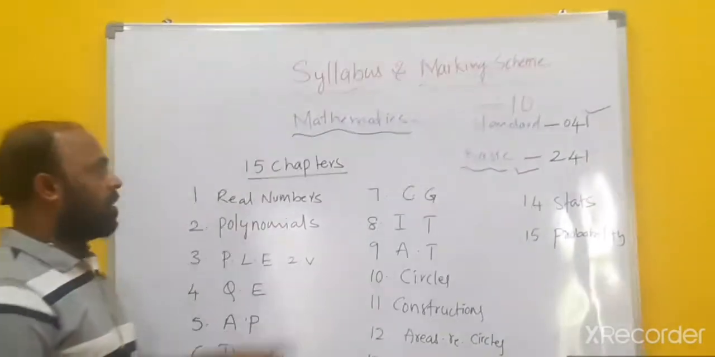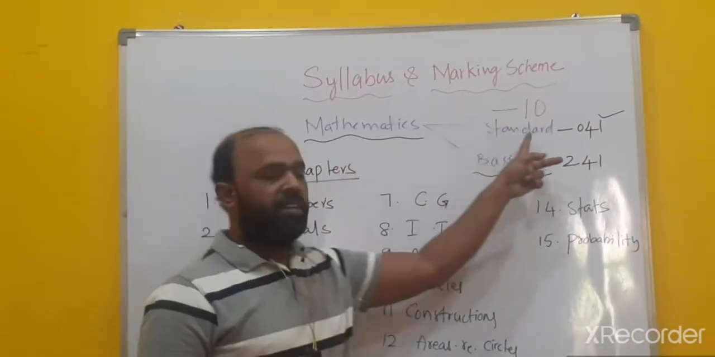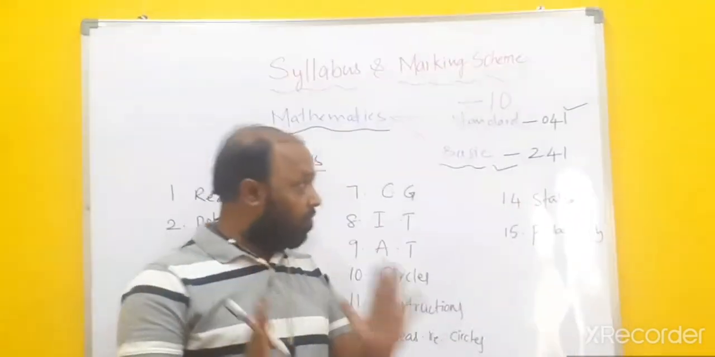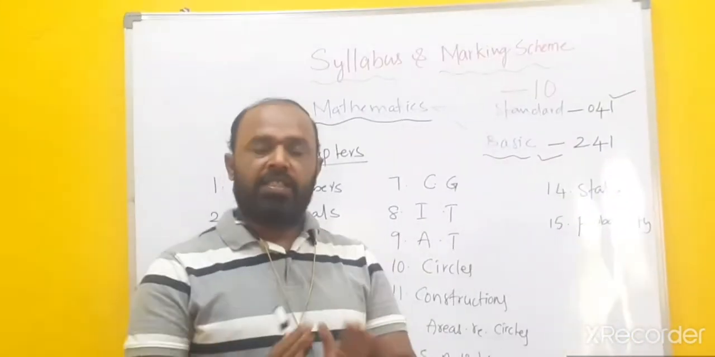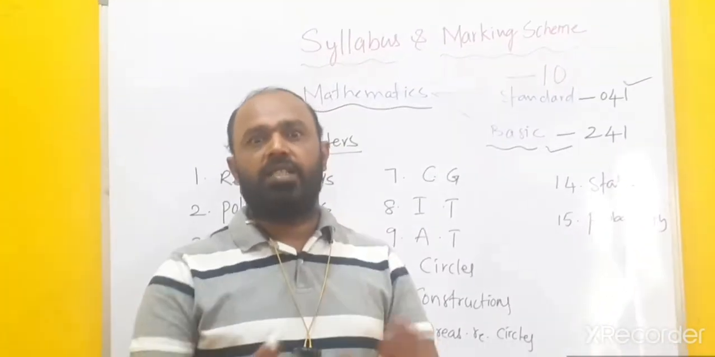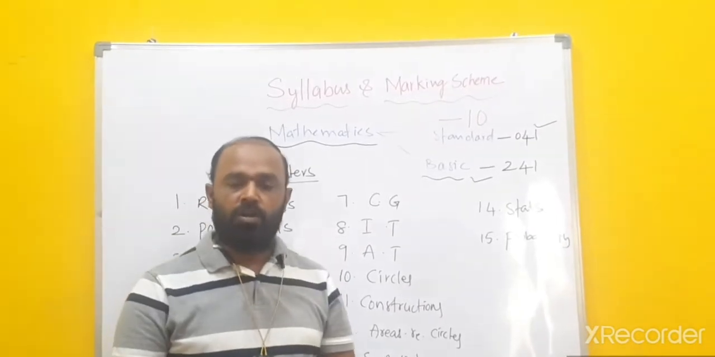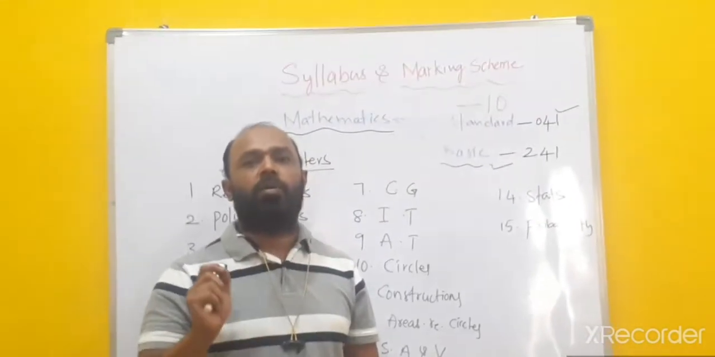Mathematics paper is divided into two, that is the standard paper and the basic paper. But for both papers, the syllabus is the same. There is no change in the syllabus. Whatever is there, the same textbook you have to do. But the only difference is the question paper pattern.